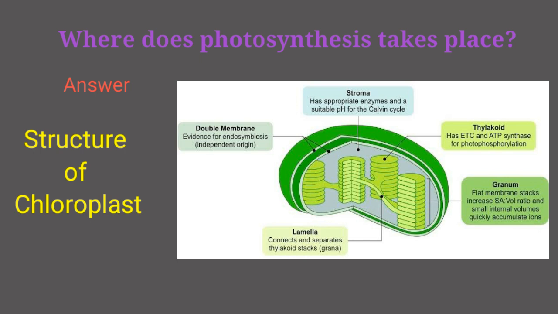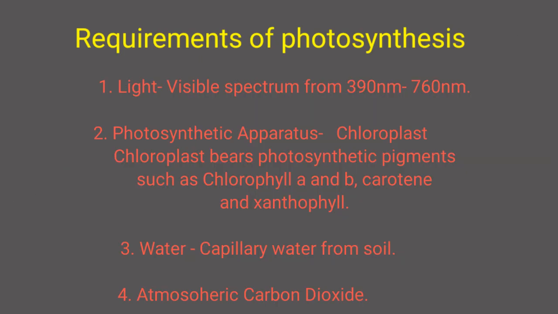So this is the answer to the question of where photosynthesis takes place. Now let's come to the requirements or the factors that are involved in the whole process of photosynthesis. So the first requirement is light. Light is the important factor that is required in the process of photosynthesis.